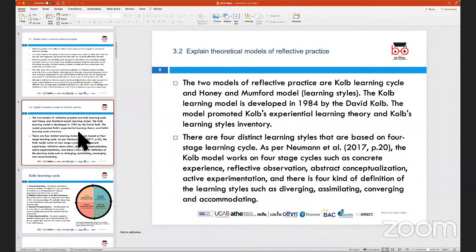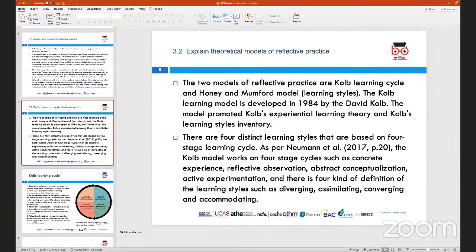Now, if I go into the second assessment criteria, because the first was only defining the term reflective practice, what we need to now do is understand what the reflective models are which have been refined and discovered, and are now widely adopted when we talk about the process of reflective practice.